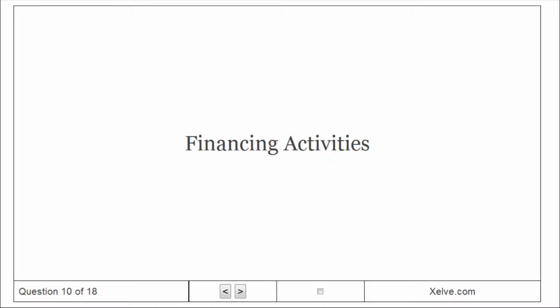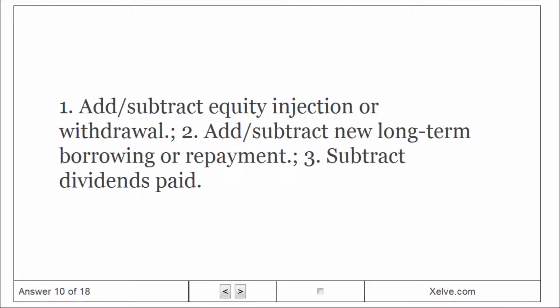Financing activities. 1. Add, subtract equity injection or withdrawal. 2. Add, subtract new long-term borrowing or repayment. 3. Subtract dividends paid.